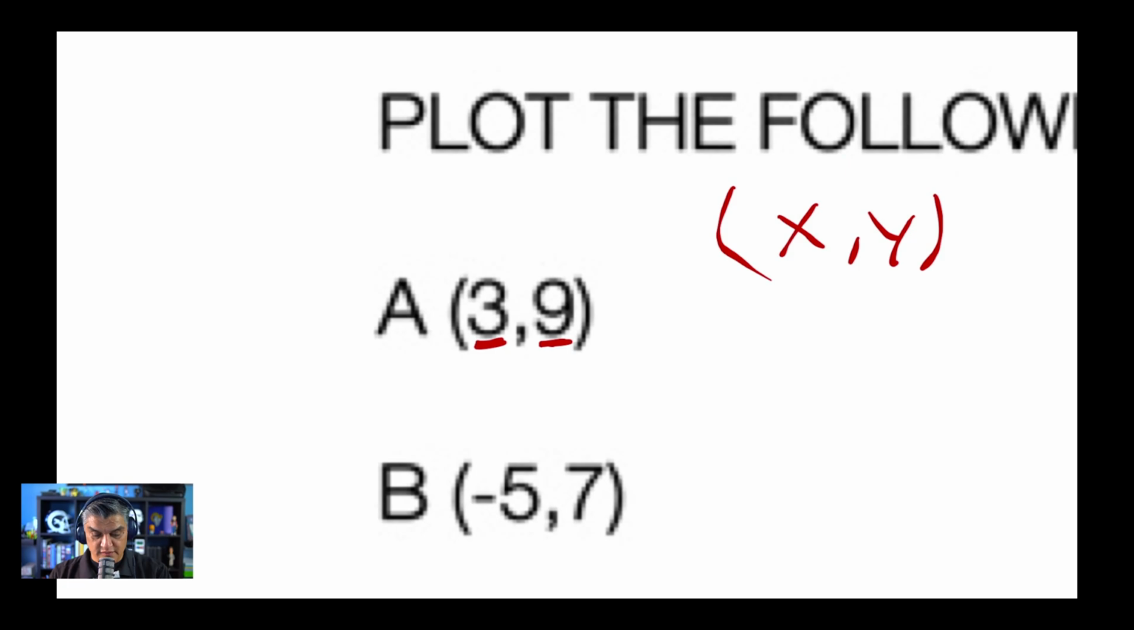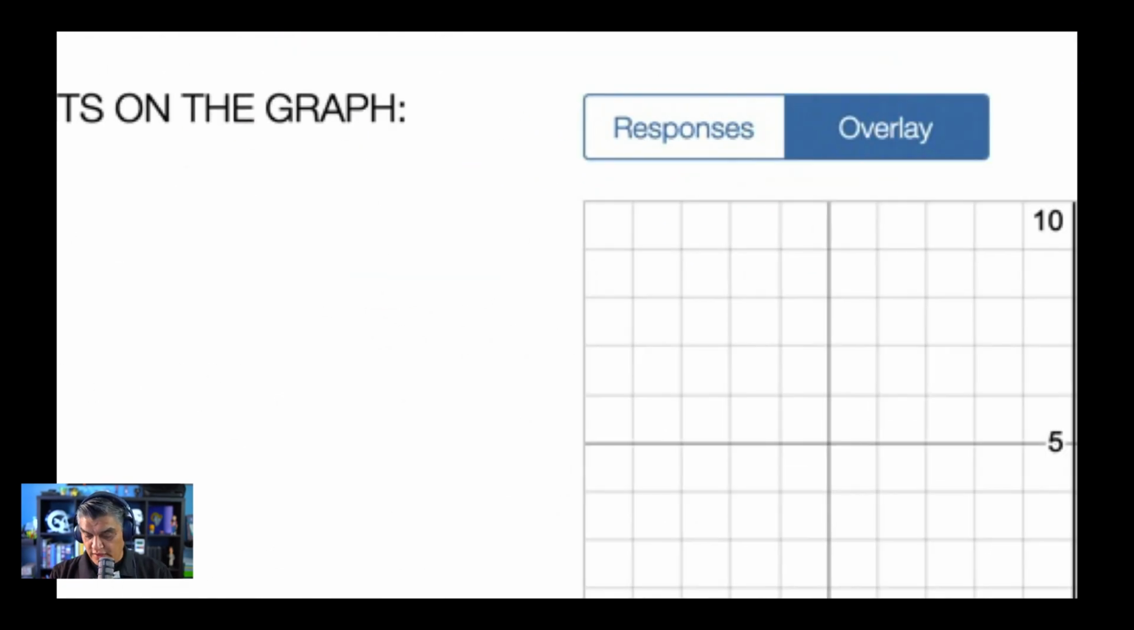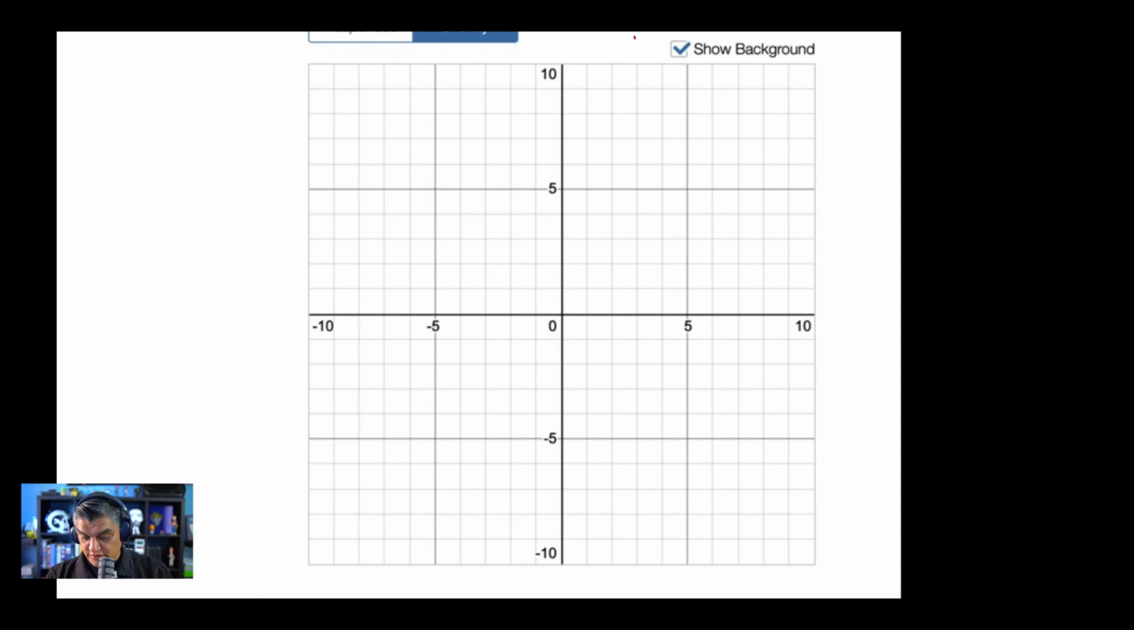All right, so if I say 3, 9, that means I go over here to the chart, and this is your x-axis, and this is your y-axis, right? Your x-axis is the horizontal axis, and your y-axis is the vertical axis. And then you have numbers. They're basically 2 number lines, right? So if A is 3, 9, that means I'm going to start at the origin, at 0, 0, and I'm going to go 3 on the X, and then 9 up. And then that's where my point is.